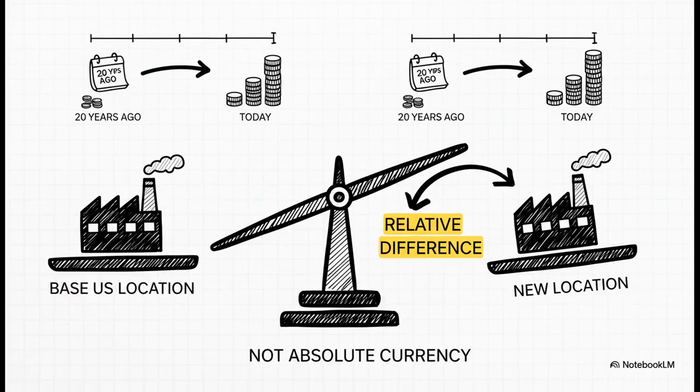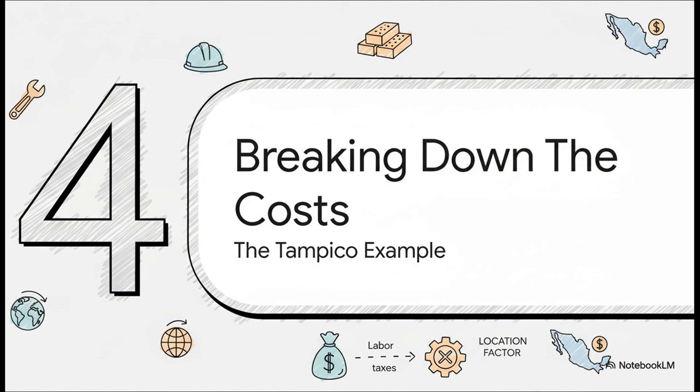And this is where the power of this method really shines. Because it's all about ratios, it's about relative differences, you don't need a brand new estimate every time. The source material even points out that you could use a 20-year-old base estimate and it would still work, because you're just measuring how costs in Tampico have changed relative to the Gulf Coast. Pretty cool, right? All right, let's get into the weeds.